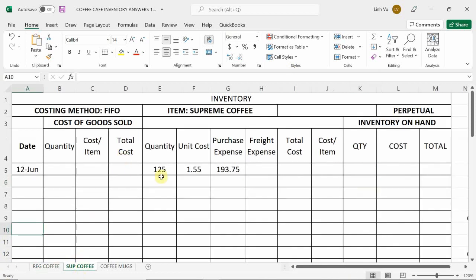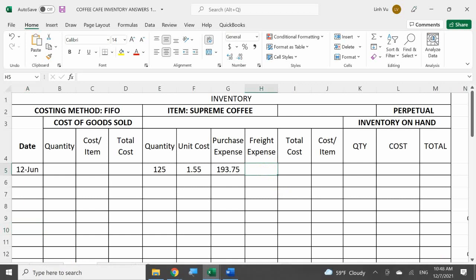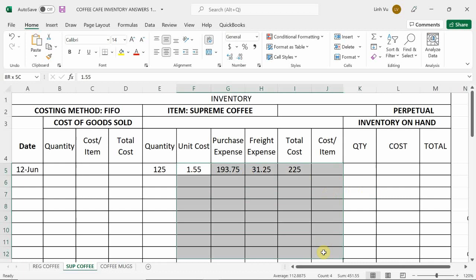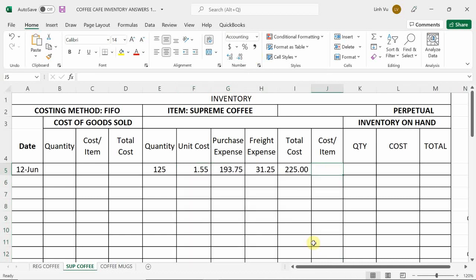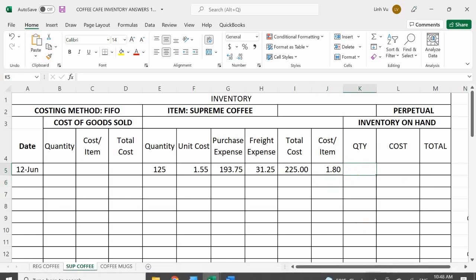Now let's talk about my Supreme coffee, right? Supreme coffee, it was for $31.25, which gave me a total cost of $225. Okay? Now in this case, how am I going to be calculating the cost of goods sold? What's my method? FIFO. So in this case, I need to find some method to keep my batches of inventory separate, because every batch of inventory is going to be unique. We need to keep track of which one came first and which ones came next, okay?